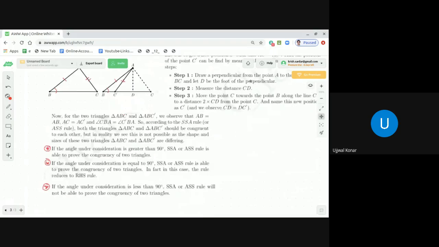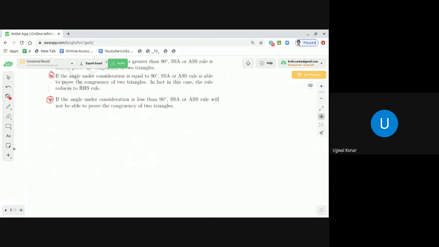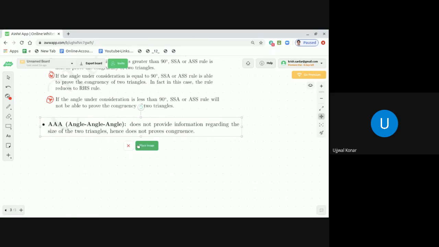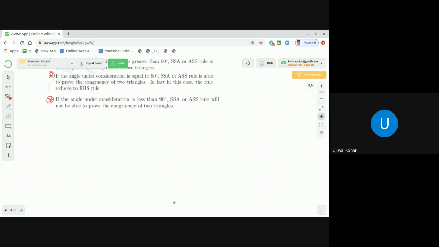Now what is left, dear students? The other thing left is what is called angle congruency. But angle congruency is not possible. Okay, let me show you by means of an angle. Let me first show you this particular statement and then explain it. Angle does not provide information regarding the sides of the two triangles and hence, does not prove congruency.